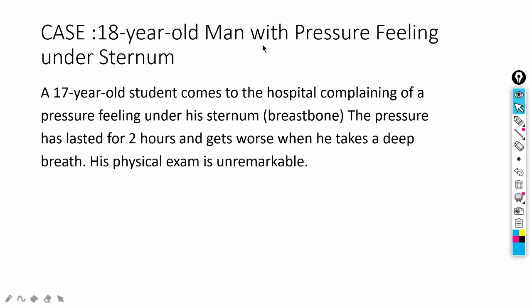An 18-year-old man with pressure feeling under sternum. An 18-year-old student comes to the hospital complaining of pressure feeling under his sternum, that is breastbone. The pressure has lasted for 2 hours and gets worse when he takes a deep breath. His physical examination is unremarkable. So it is a pleuritic chest pain.